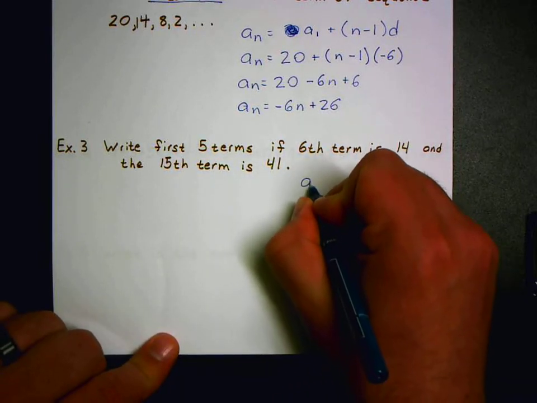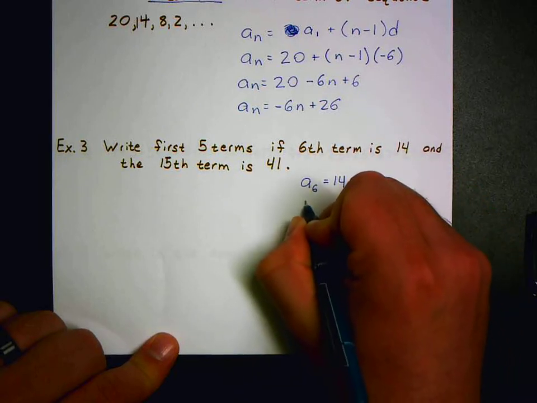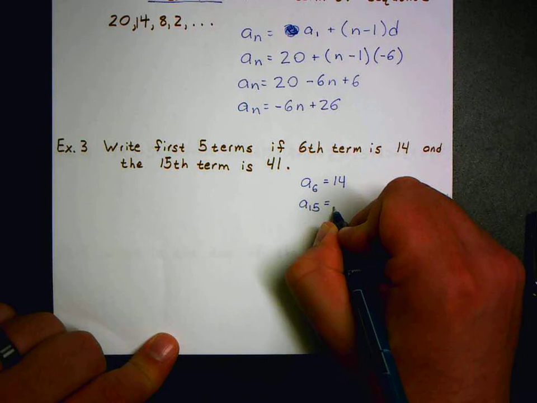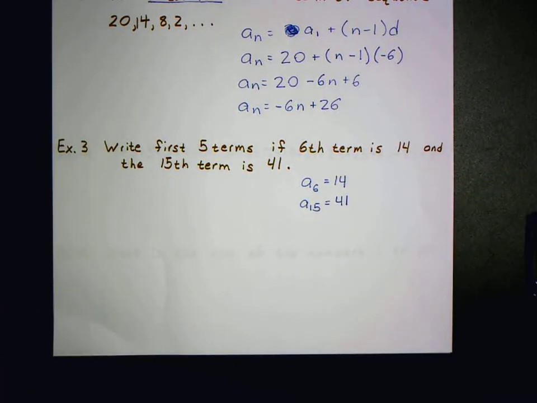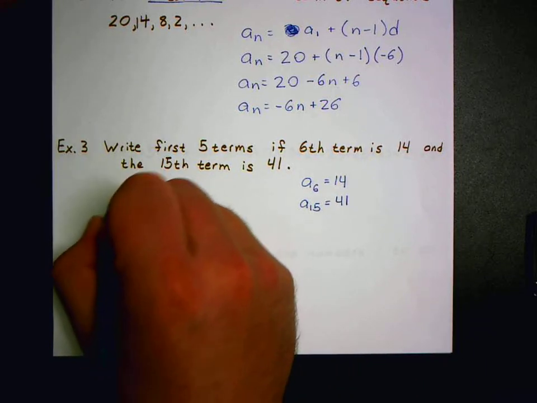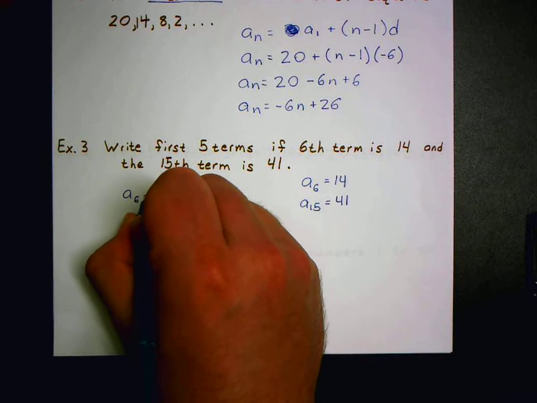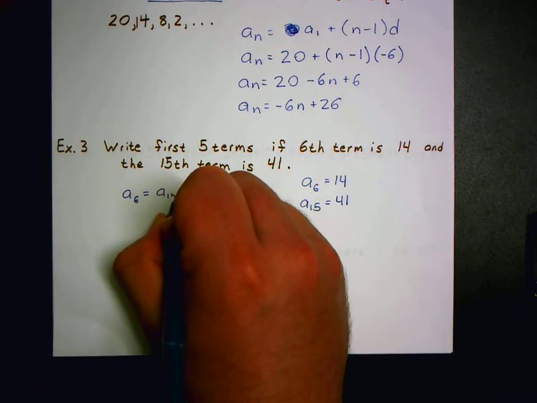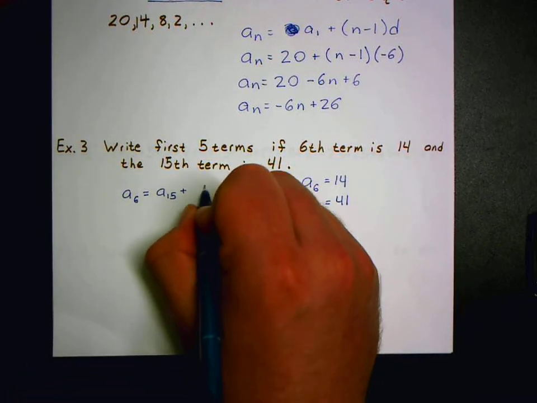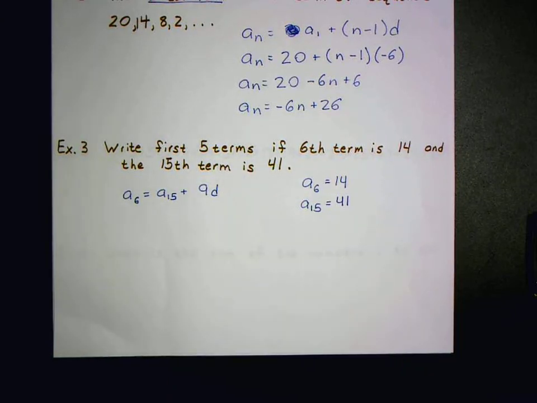So this is what I know. I know that A6 is 14 and A15 is 41. So, since it's arithmetic, which I should have written in the instructions, but we're just assuming everything in this section is arithmetic, I know this: to get from A6 to A15, I need to add my common difference 9 times, right? So I would add my common difference to get to A7. Then I'd add it again to get to A8. Add it again to get to A9. And I keep doing that till I get to A15. Well, that's going to be 9 times.